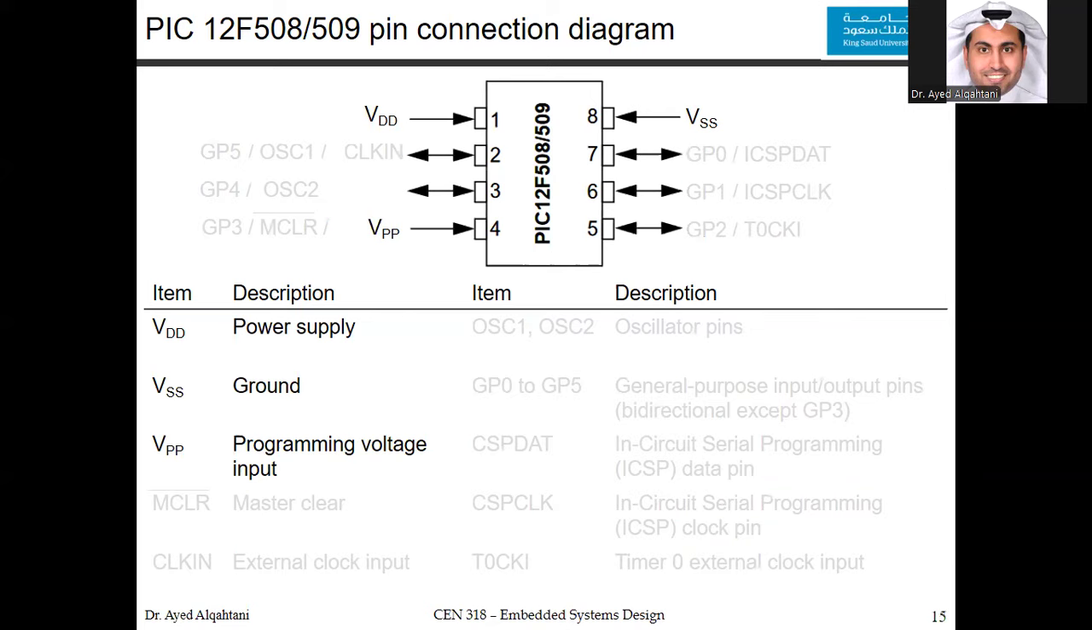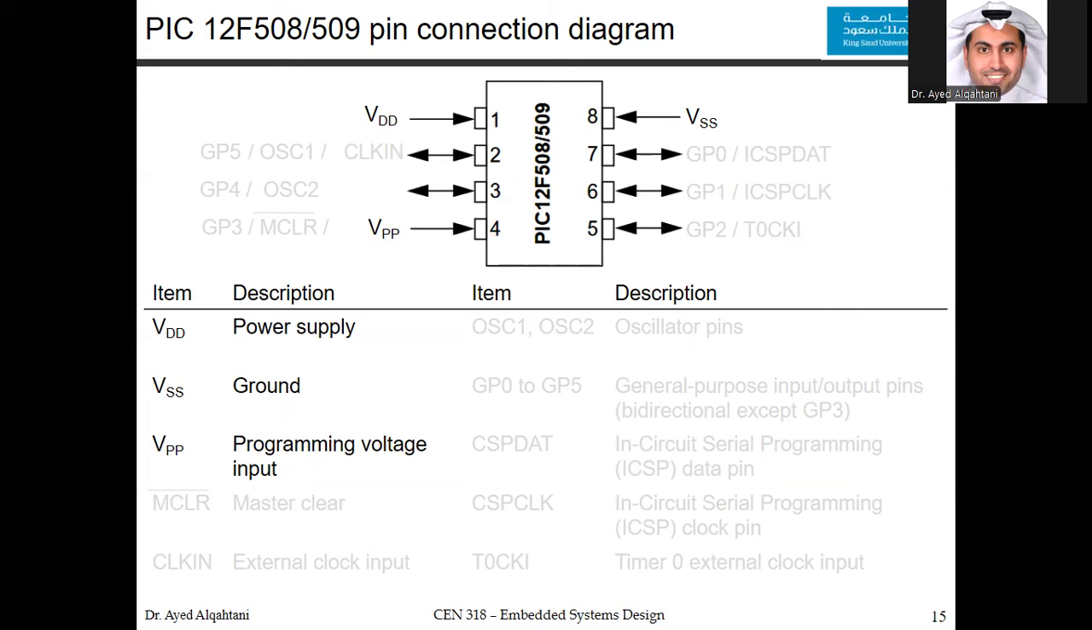So first, we have the VDD, VPP, and the VSS. The VDD is the power supply. Usually it's either 5 volt or 3.3 volt. Sometimes it's 2.5 volt. It depends on the microcontroller. We have also the VSS, which is the ground. We have the VPP, and this VPP is the programming voltage input, used only when you program the microcontroller.